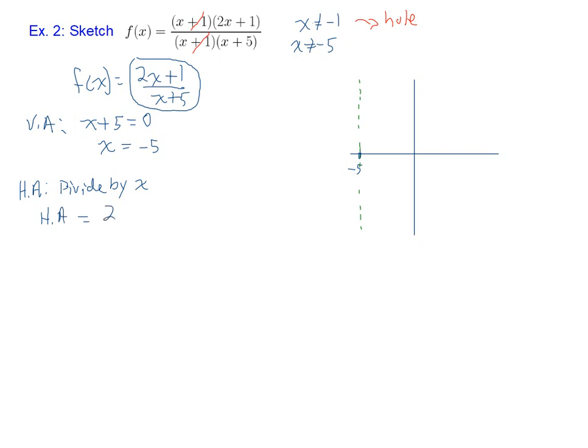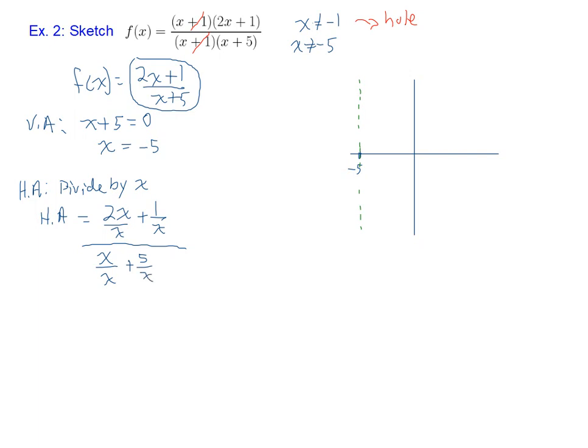So we'll take our 2x, the first term, and divide it by x. We'll take 1 and divide it by x. So again, we're dividing everything by x. And this gets a little bit messy in the sense that there are fractions within fractions, but that's okay. We'll clean that up pretty quickly.